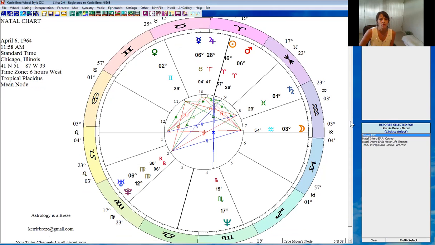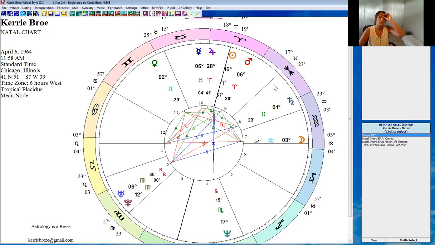Well, we know April, spring, so we know that the sun is going to be in Aries. So we have the sun in Aries here. And then at that time, Mars was also in Aries. That day, it happened to be 6 degrees. The sun was at 16. It's telling you exactly where it was. All of these other symbols are called glyphs, and these stand for the different planets.